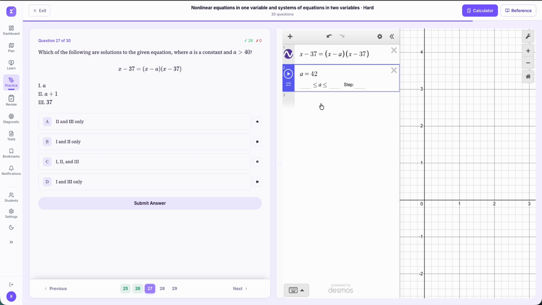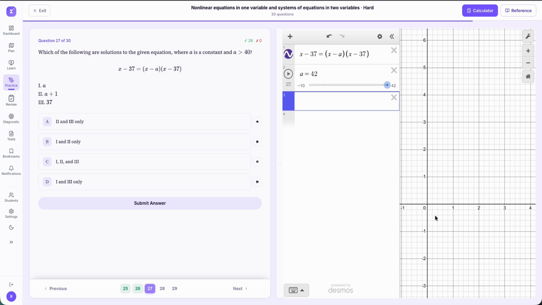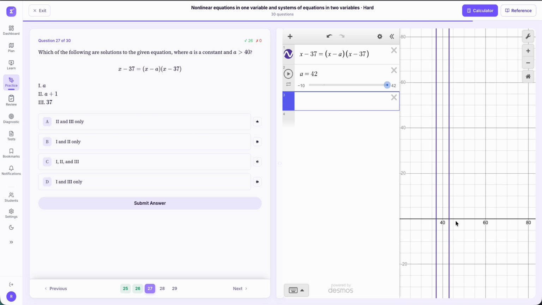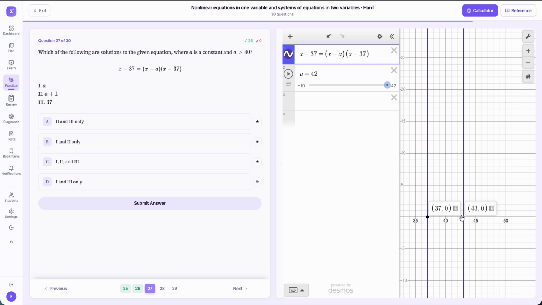Let's go with 42, right? Now you see my error went away. And if I zoom out, here are two solutions, right? And I can click on them even, right? Awesome. So I see my solutions.